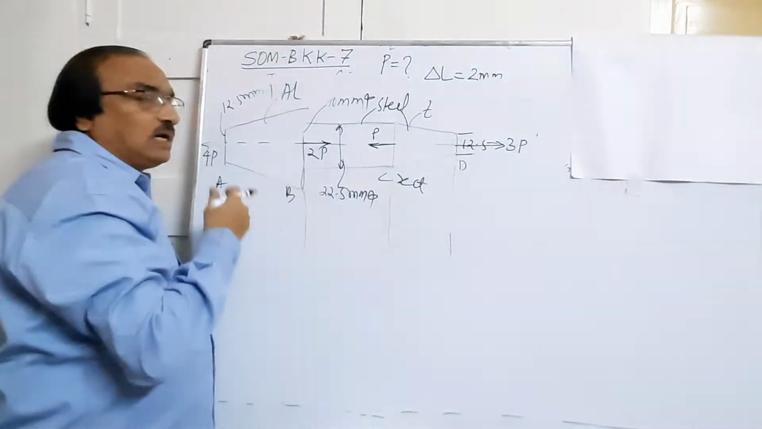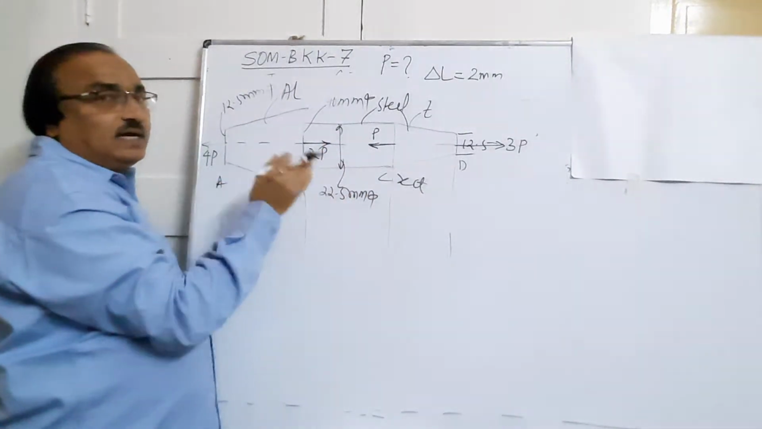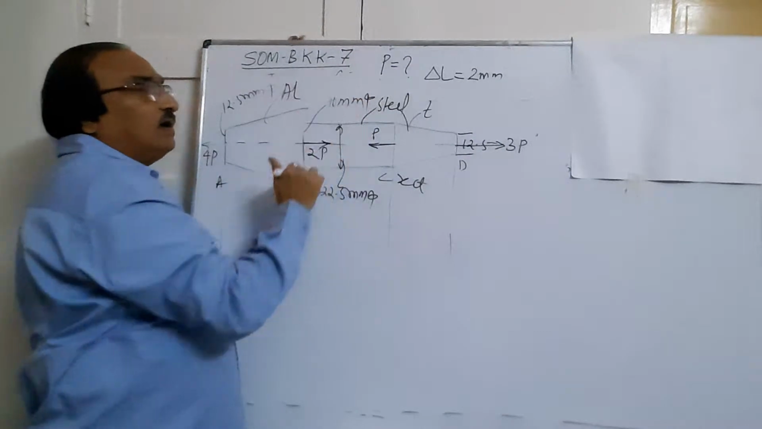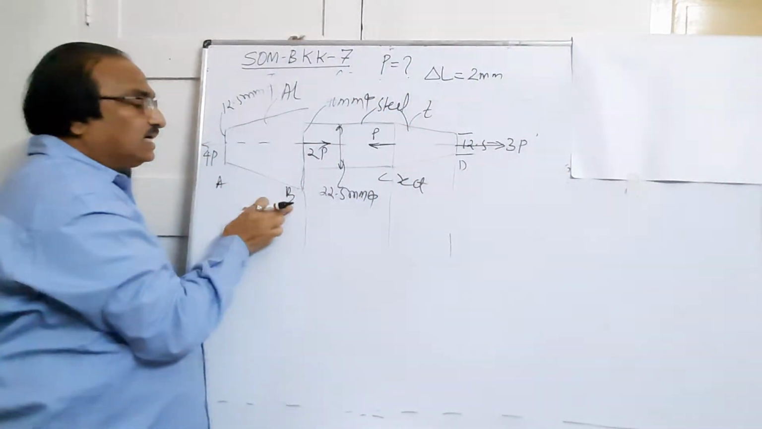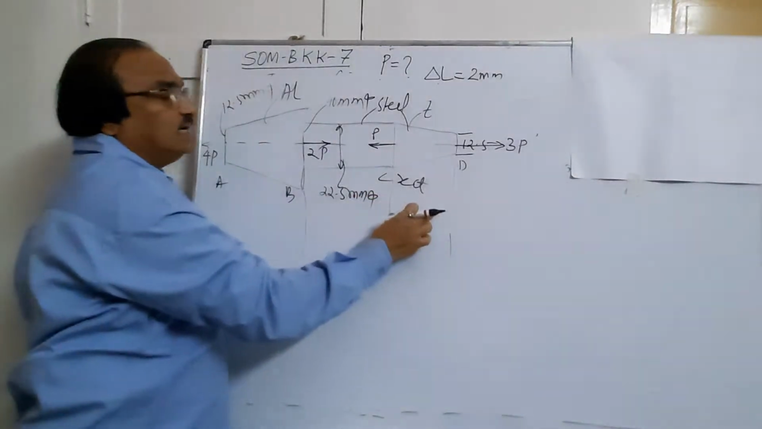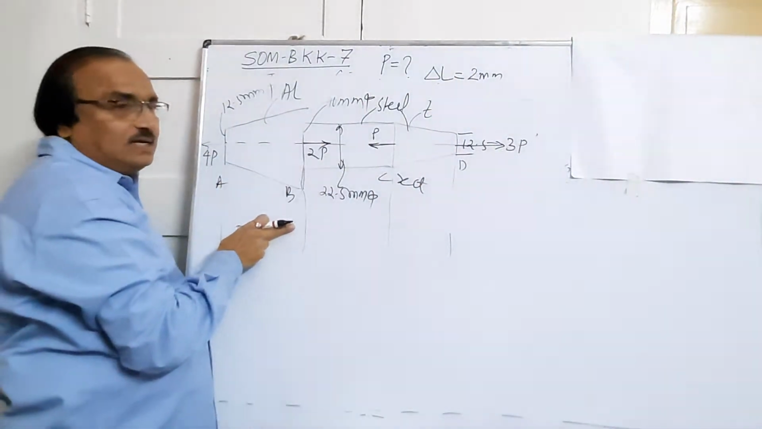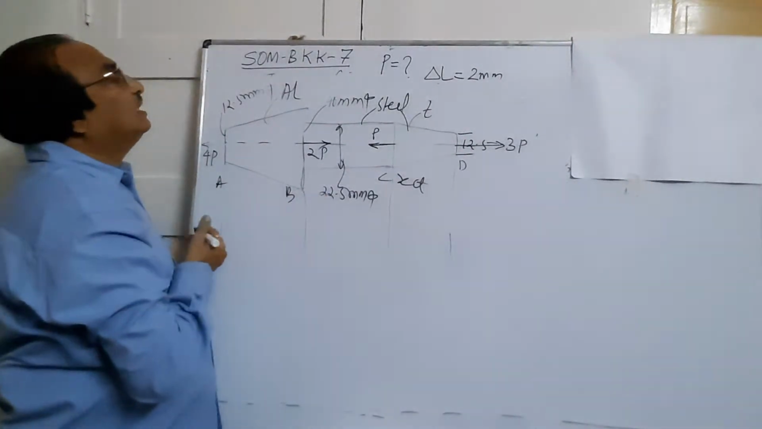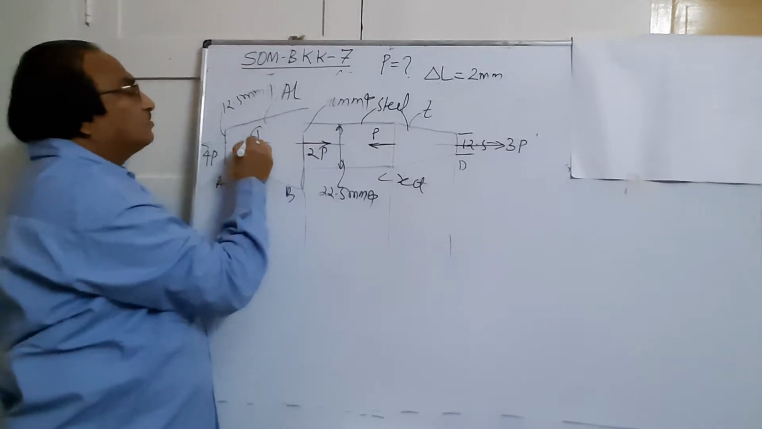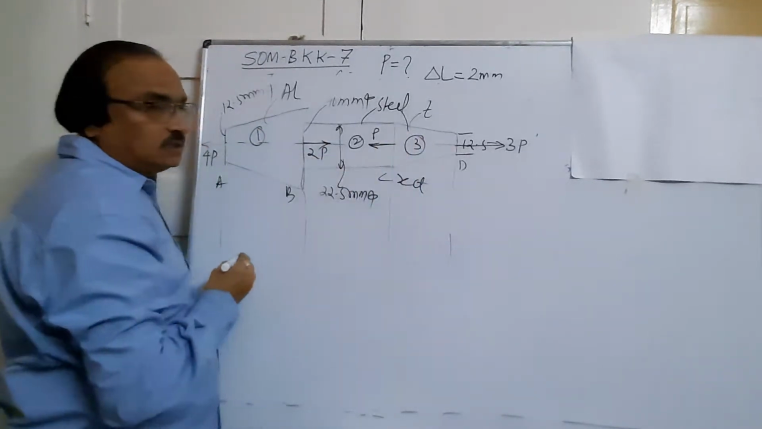So instead of asking the total deformation by giving the loads, he has asked to find out the value of P such that the total deformation is 2 mm. So delta L1 plus delta L2 plus delta L3 is equal to 2 mm. And you know how to find out delta L1, delta L2 and delta L3. So let us solve this problem. Let us call this as 1, this as 2, and this as 3.